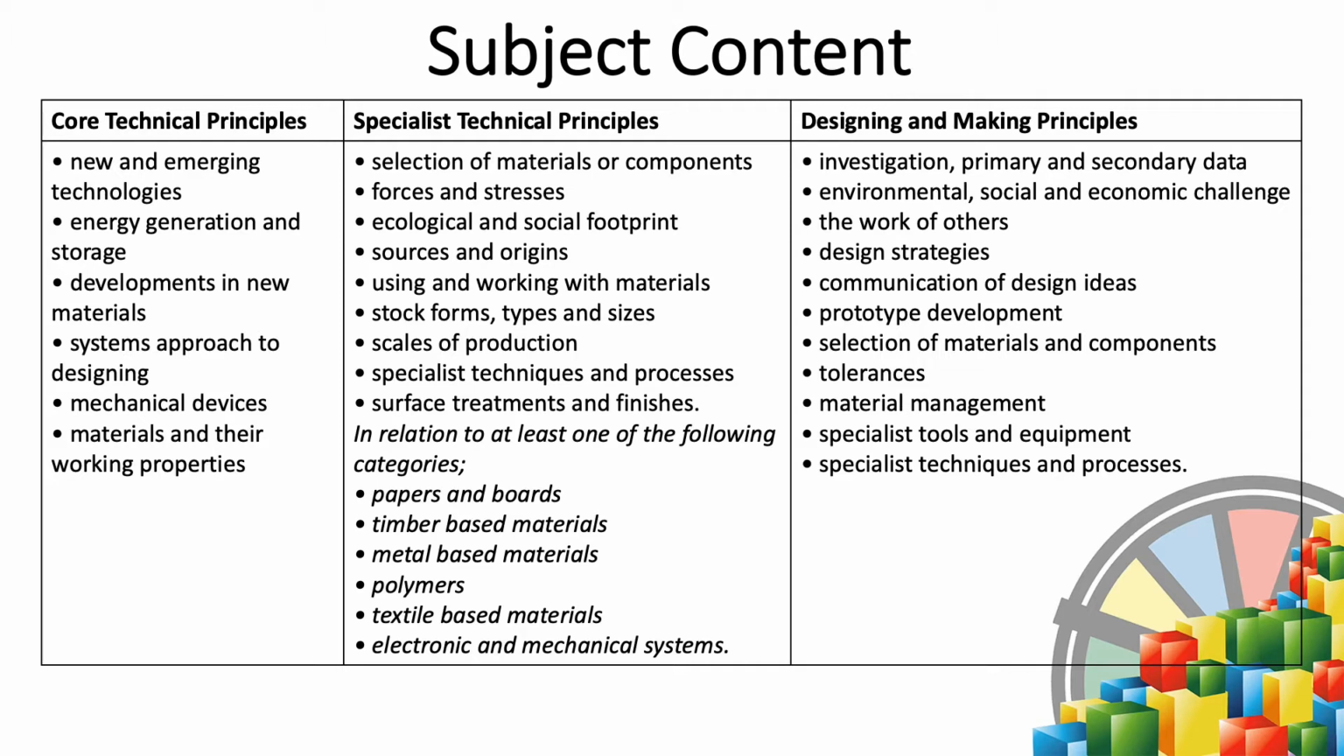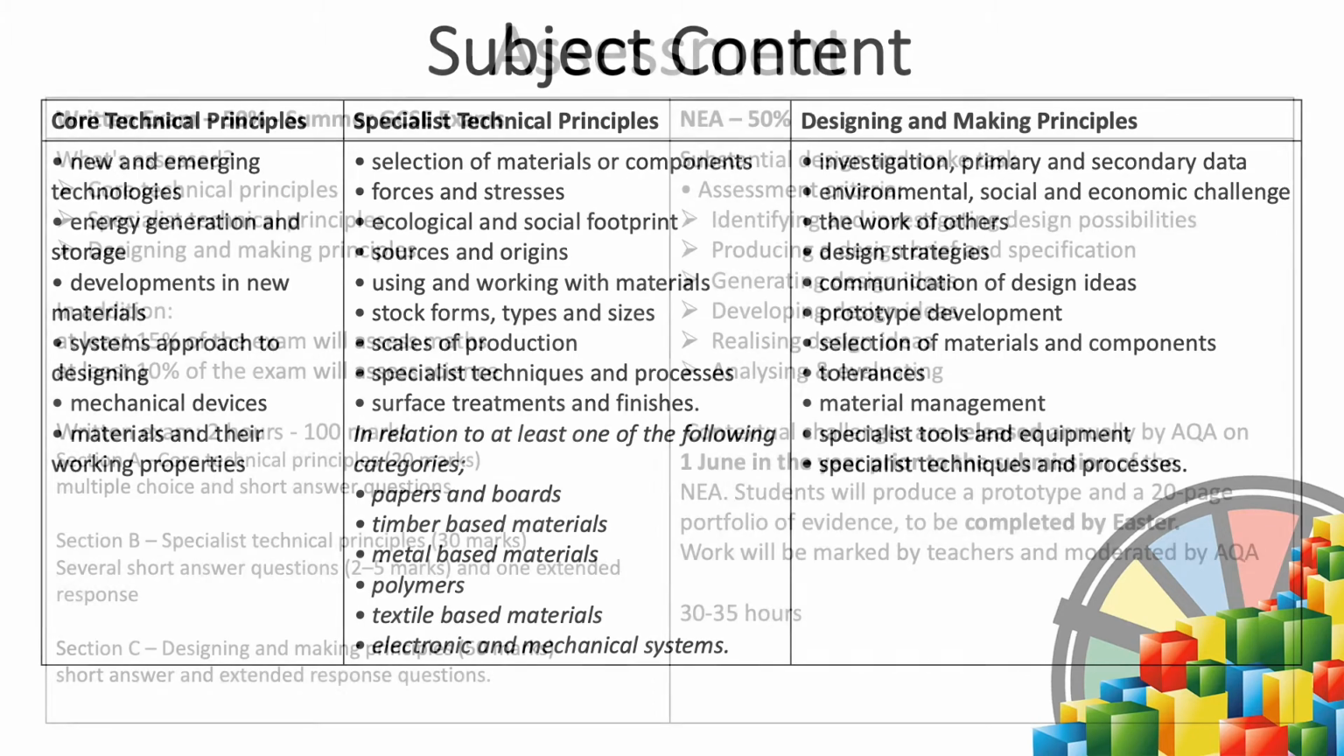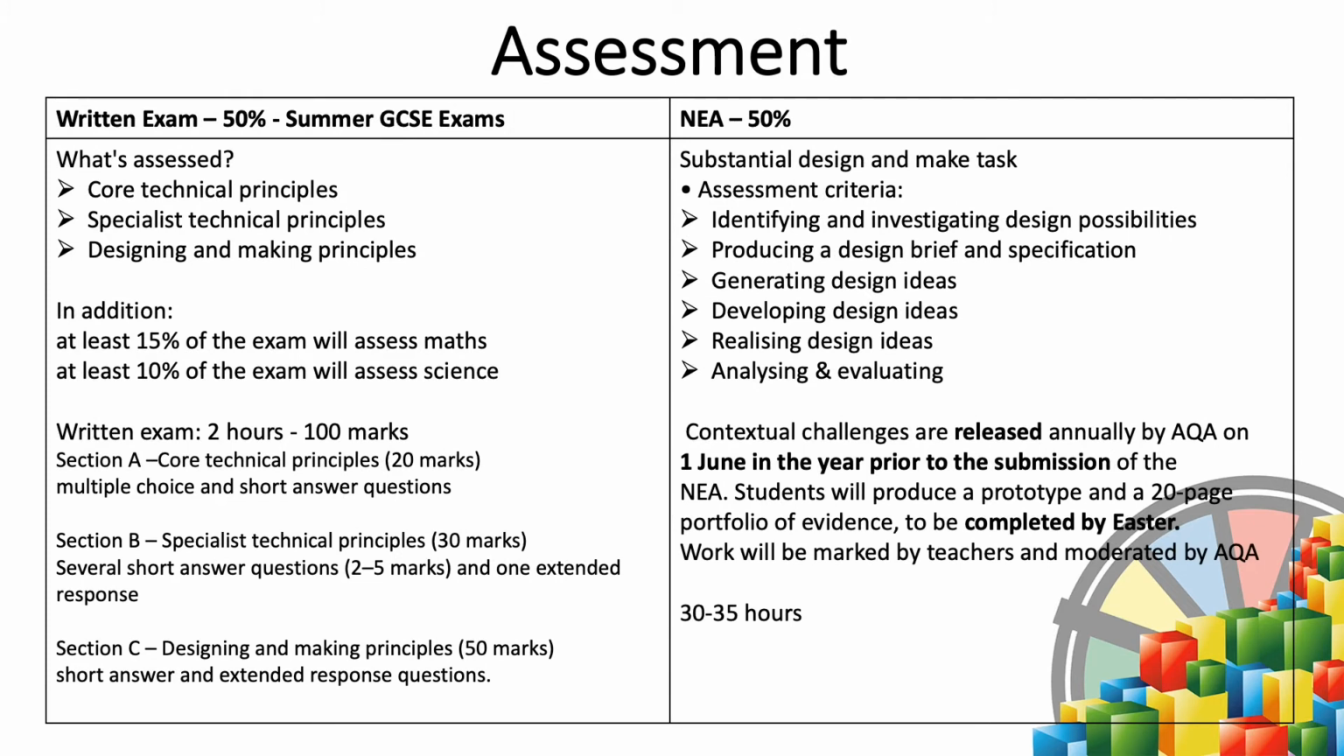The subject content in Design and Technology goes into great depth. You have your core technical principles, your specialist technical principles, and finally your designing and making principles. We encourage our students to look at a range of categories for the specialist technical principles, including paper and boards, timber-based materials, metal-based materials, polymers, textiles, and electronic and mechanical systems. It is in one of these categories that the students will then progress further and in more detail with their NEA.